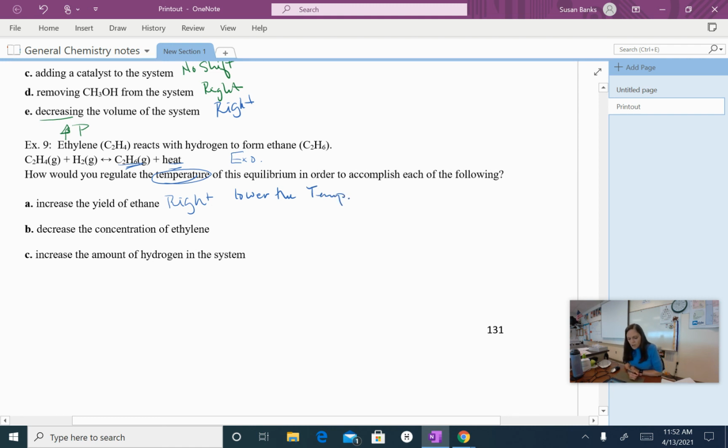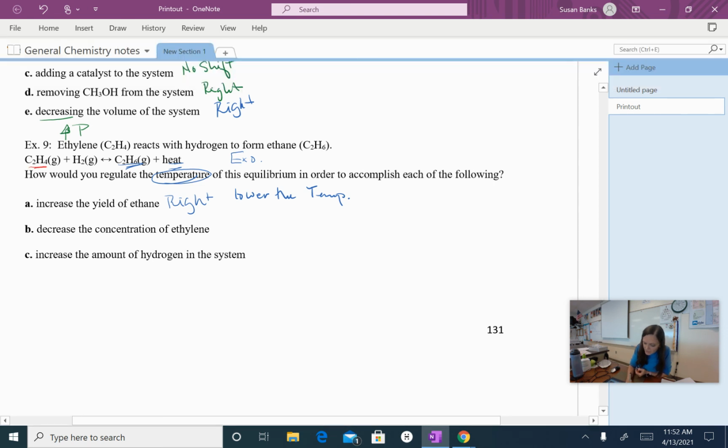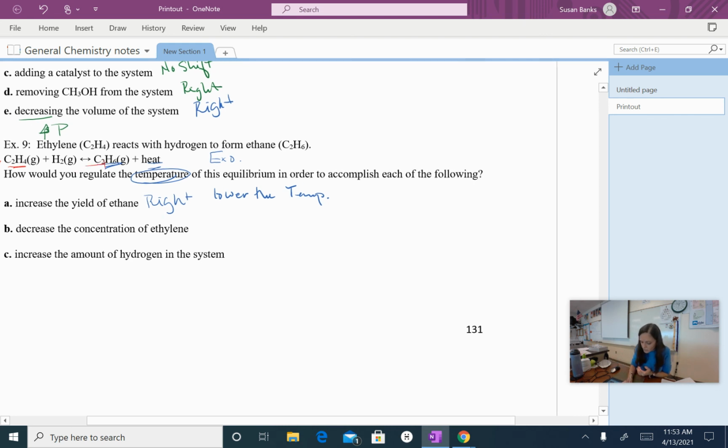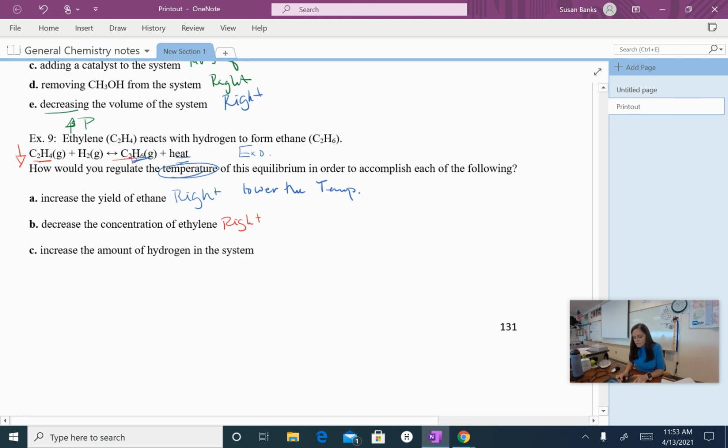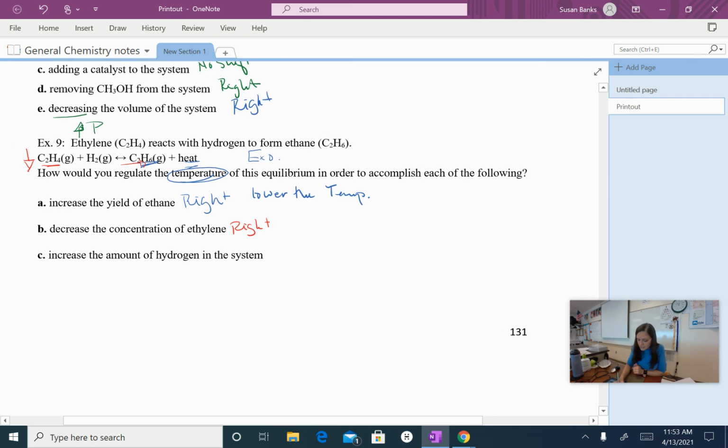Okay. What if I wanted to decrease the concentration of ethylene? So ethylene is right here, and I want to decrease that concentration. If I want to decrease that concentration, that means I want to make more products, right? I want to shift right. So I want to shift right that same way. And the way I can shift right is by removing that heat, right? I can remove that heat to drive that right. So I'm going to lower the temperature.